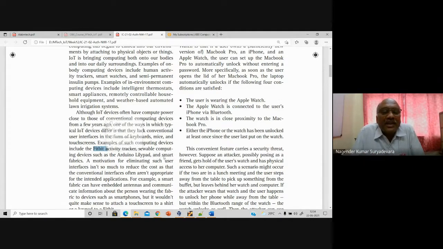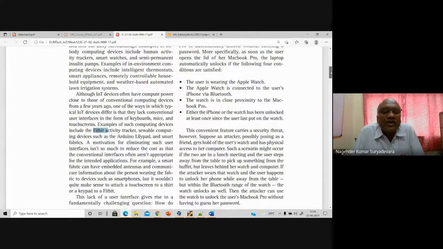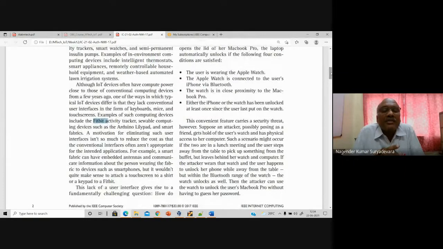Then there are smart fabrics. Nowadays you can see clothes where sensors are already embedded, which try to monitor your sweat and other health parameters. Those clothes don't have any screen or touch screen to enter a username and a password.